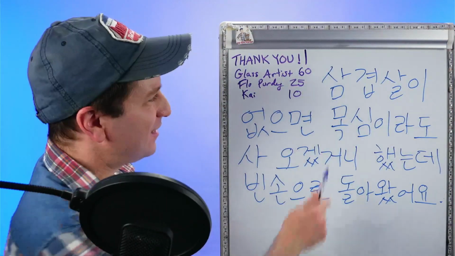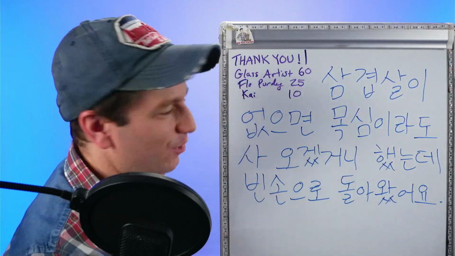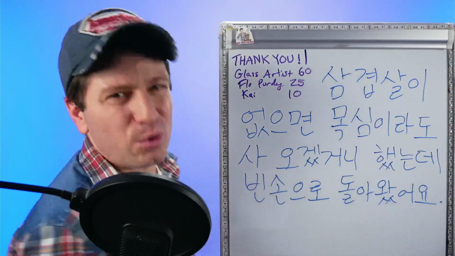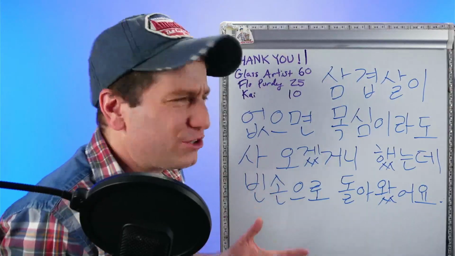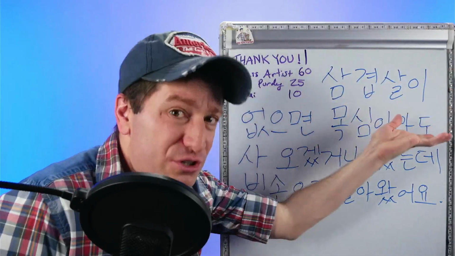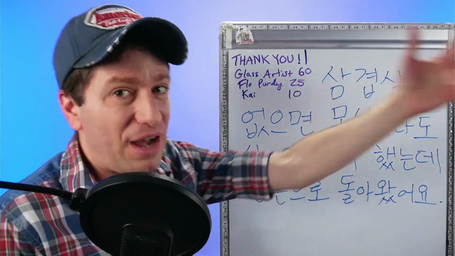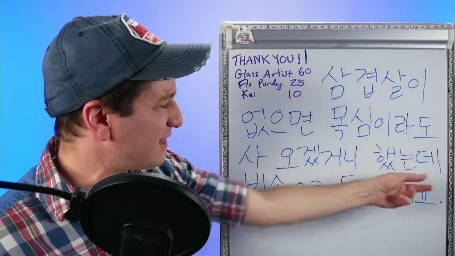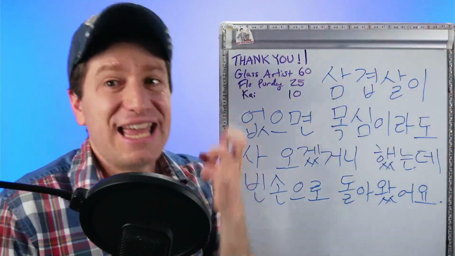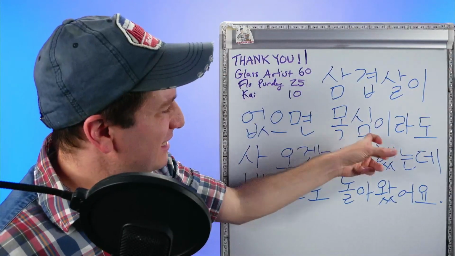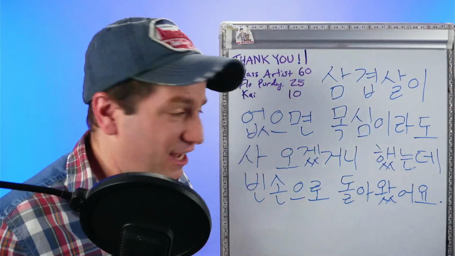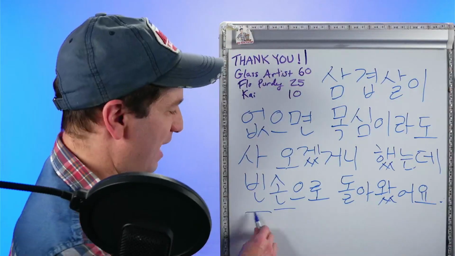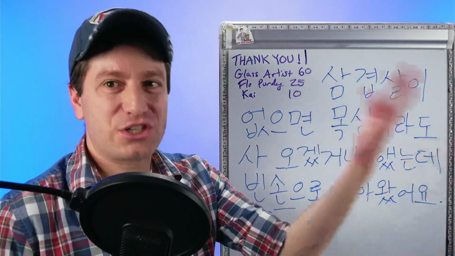삼겹살, pork belly. 삼겹살이 없으면, so if there is no pork belly, 목심, pork shoulder. 목심이라도, at least pork shoulder or something like that. If there's no 삼겹살, then at least pork shoulder. 사오다, to buy and come back. 사오겠거니 했는데, so 했는데, I thought that you would buy and bring back at least pork shoulder if there's no 삼겹살. 했는데, I thought that, or I assumed that, but 빈손, so empty-handed. 돌아오다, to return, to come back.